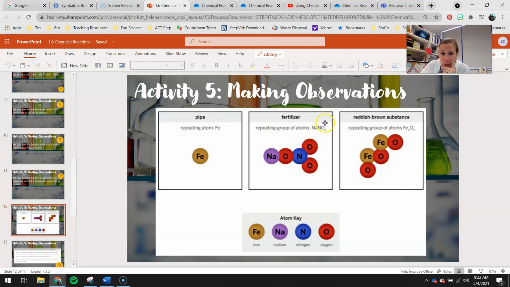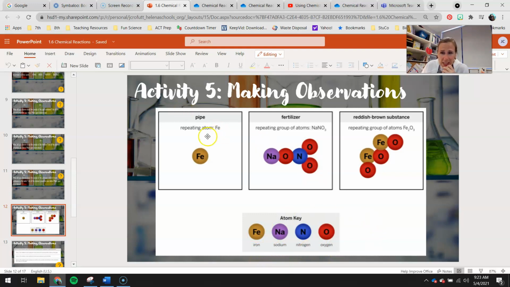Over here we have sodium nitrate. You can see the sodium and then 1 nitrogen and 3 oxygens, 1, 2, 3. That is the fertilizer. That's the white substance you guys saw. And then the unknown reddish-brown substance is actually this iron oxide. So you can see 2 irons, Fe2, and 3 oxygens, O3. You can see your atom key there if you haven't figured it out already: iron, sodium, nitrogen, and oxygen.